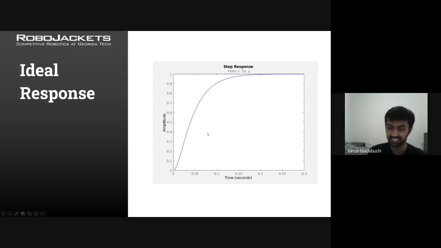So here's a step response, which means you command the system to go from 0 to 1, and you watch to see how it reaches that. And this is a good response. You can see that the position of the robot rises and reaches the goal.